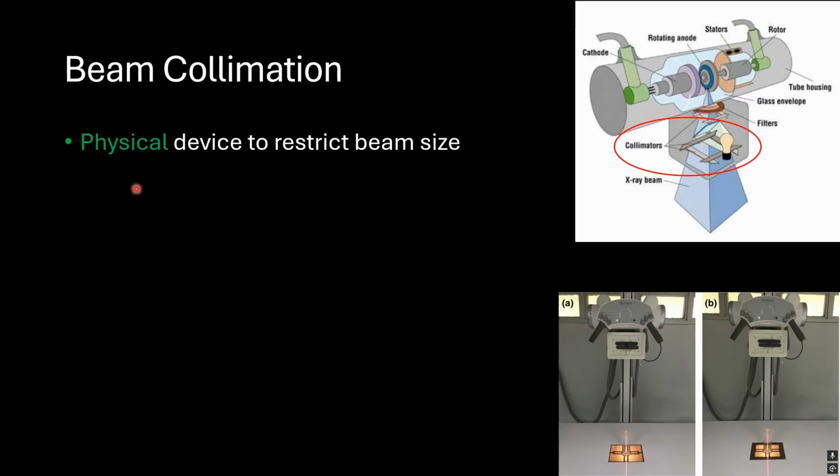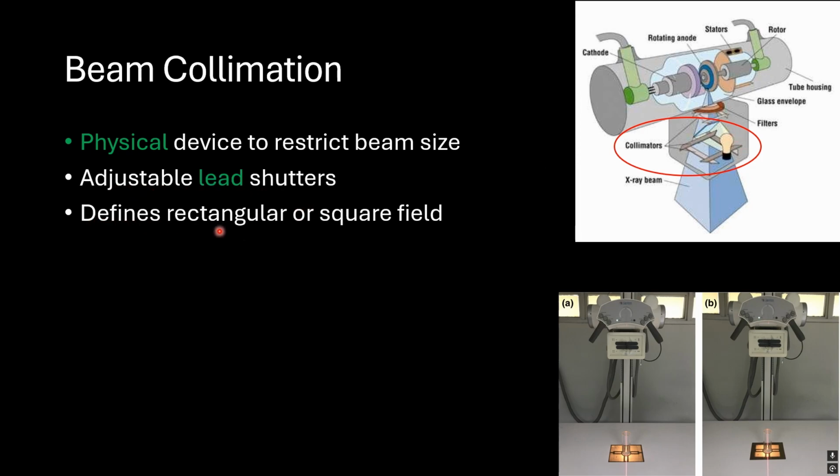So how to use the beam collimation? It can be used by physical device to restrict beam size. We can see it here under the tube itself. This is the collimator. It's adjustable lead shutters and it defines rectangular or square field. So we can adjust that field depending on the area of interest that we want to emit. And it will reduce scatter significantly.